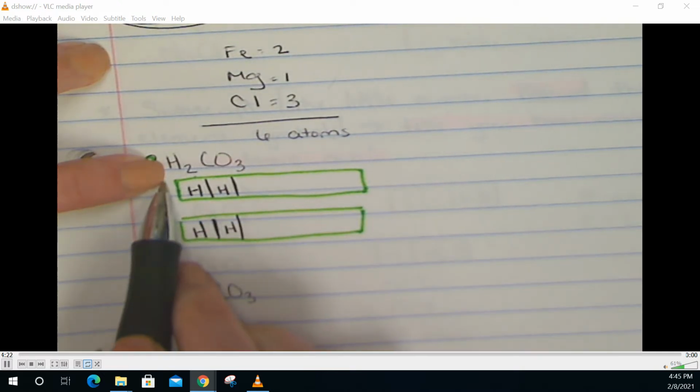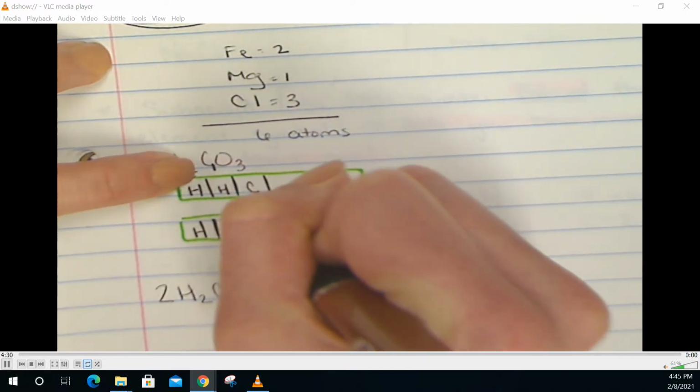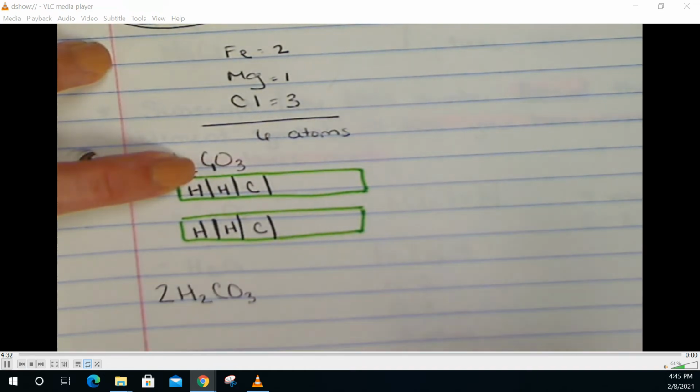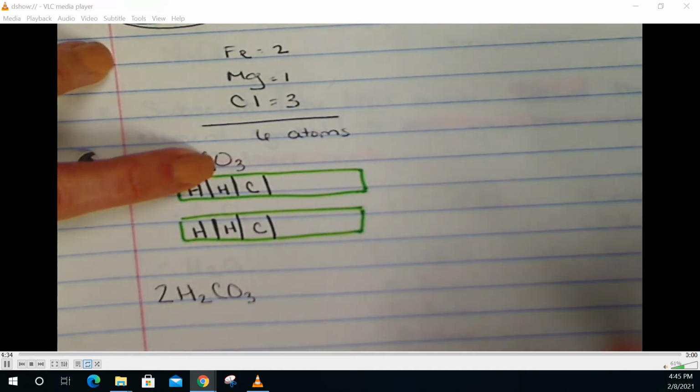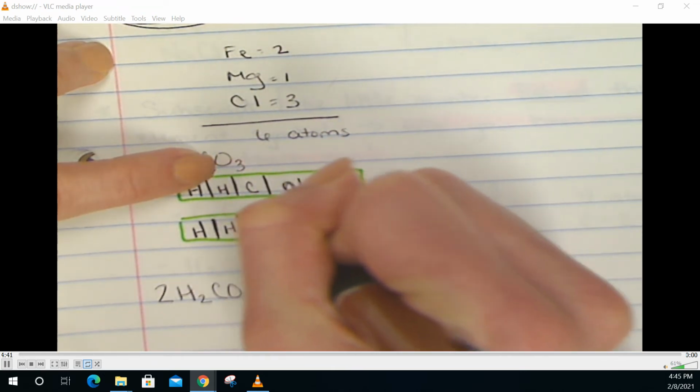Then I move on to the next element, which is carbon. And again, carbon doesn't have a subscript, so I'm going to add 1 in there. So I'll have 1 carbon atom. And again, I put it for each one. And then I move on to oxygen, and oxygen has 3. And I have to put that for each one.